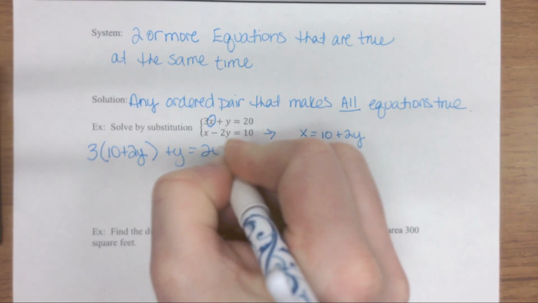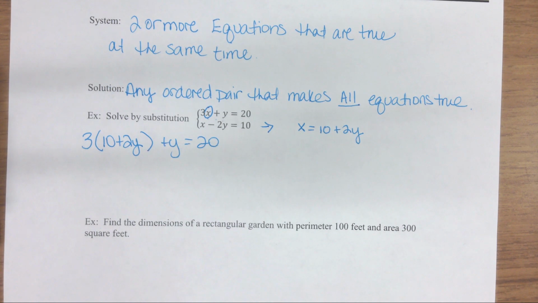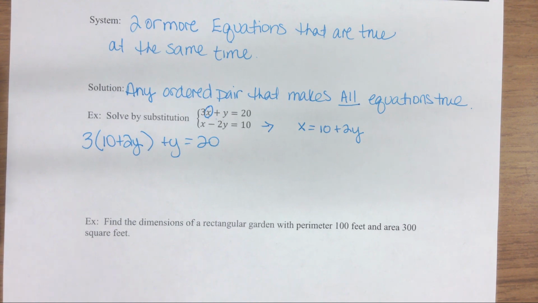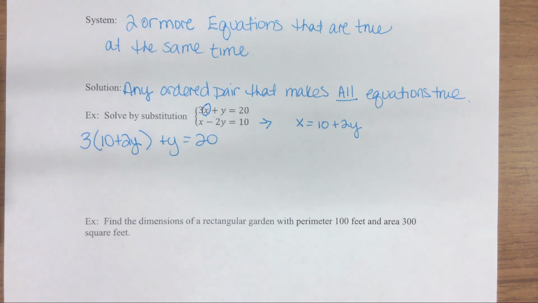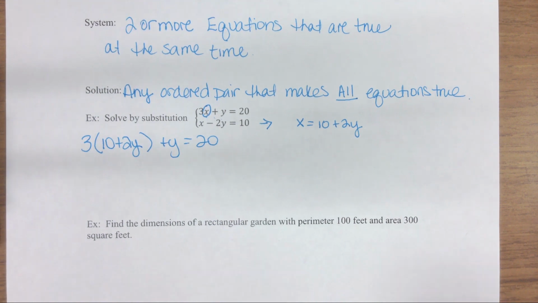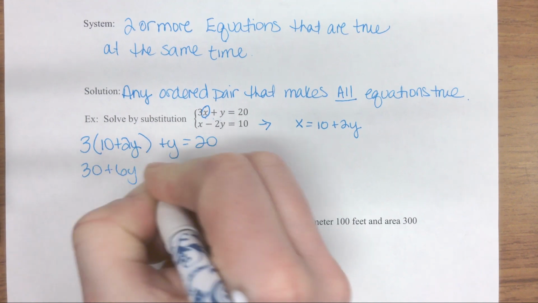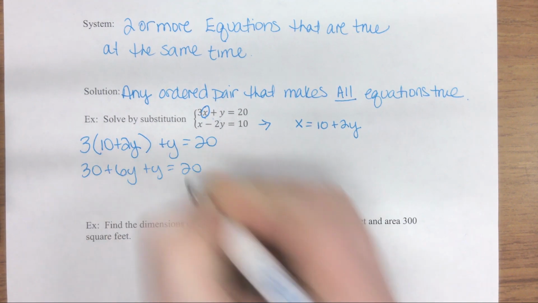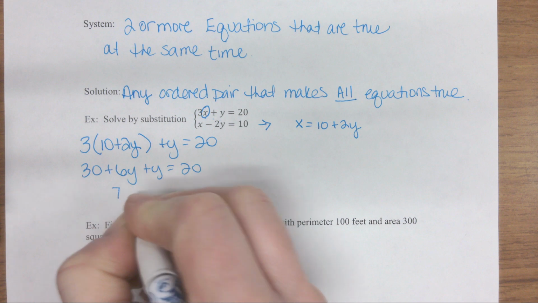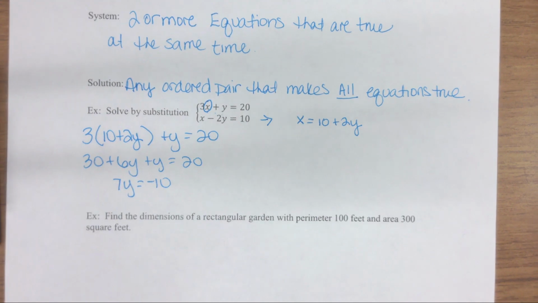Are you guys remembering this? Did anybody solve it using elimination? It works in most cases, but down here I'm going to show you where you really want to use substitution. We'll get to elimination tomorrow. 30 plus 6y plus y equals 20. I get 7y equals, I know I'm going fast, guys, 7y equals negative 10, yes?